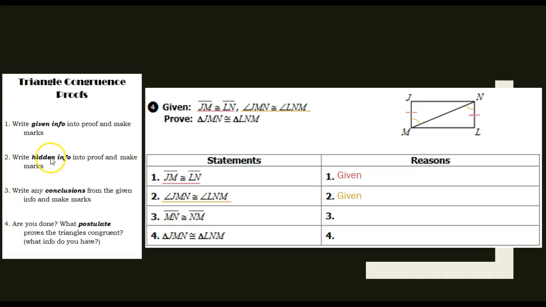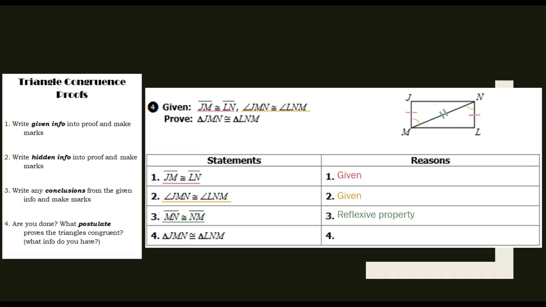Well, now we have to write any hidden information. And remember, we're only dealing with 3 pieces of hidden information: reflexive sides, alternate interior angles, and vertical angles as of right now. So we know that here is a reflexive side. And then we wrote it into the proof, and then the reason that we know it is, well, it's the reflexive property. It says that that side is congruent to its own self.